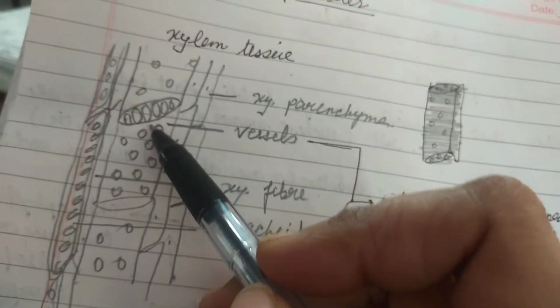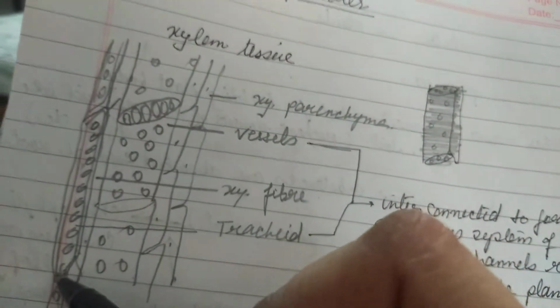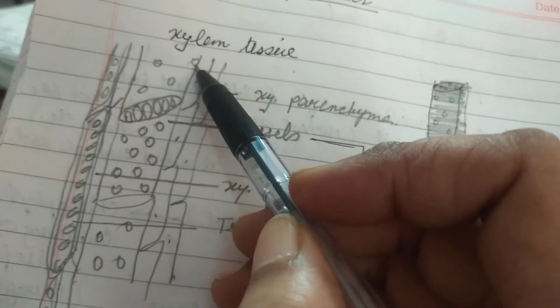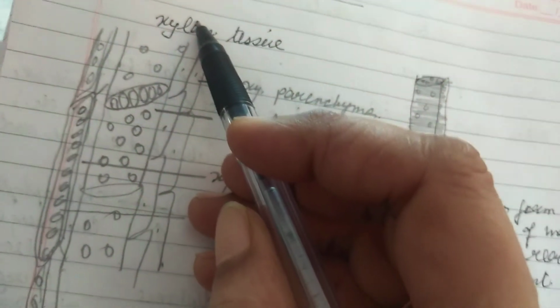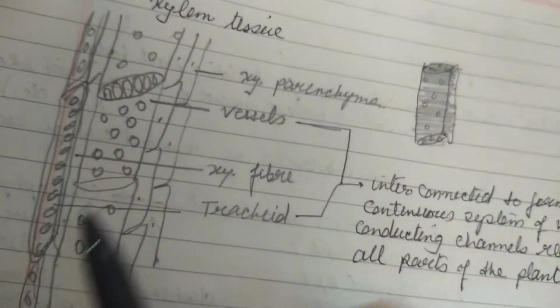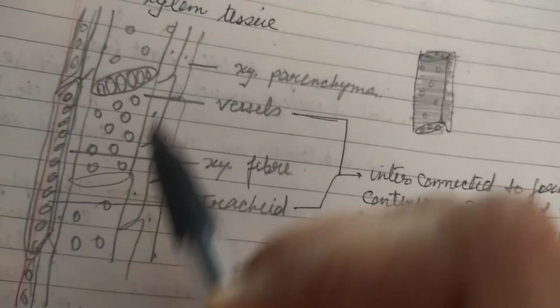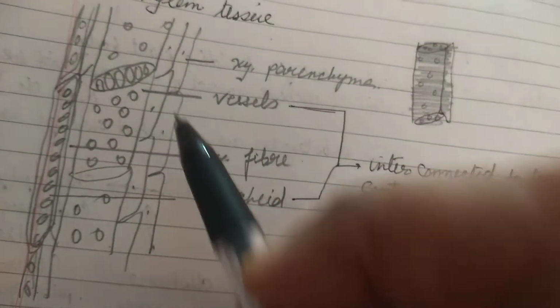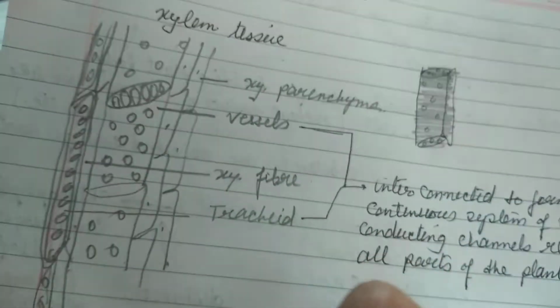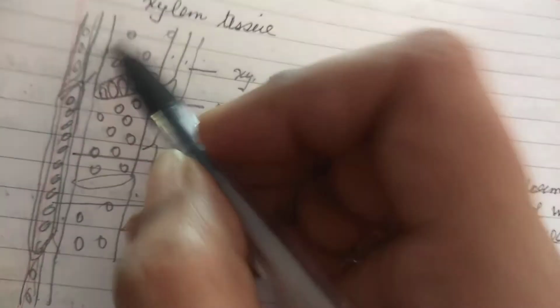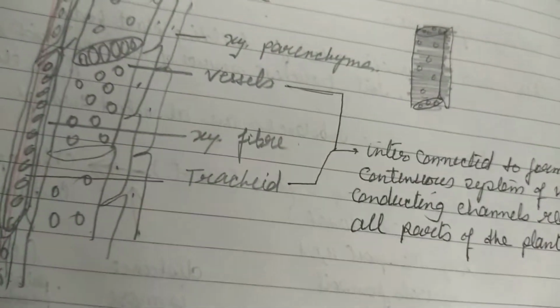So these vessels and tracheids form a continuous channel from the roots to the tip of the plant. So they all are interconnected. So this is a structure you can easily draw in your exam and show. And these vessels are interconnected and form a continuous tube or channel, and in the same way these tracheids are also interconnected.